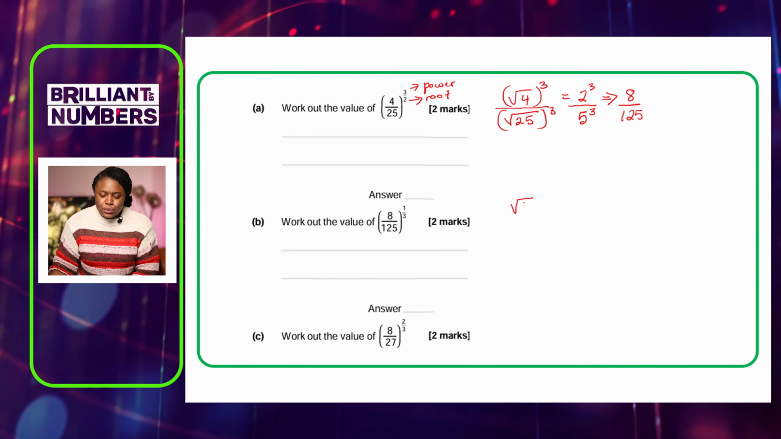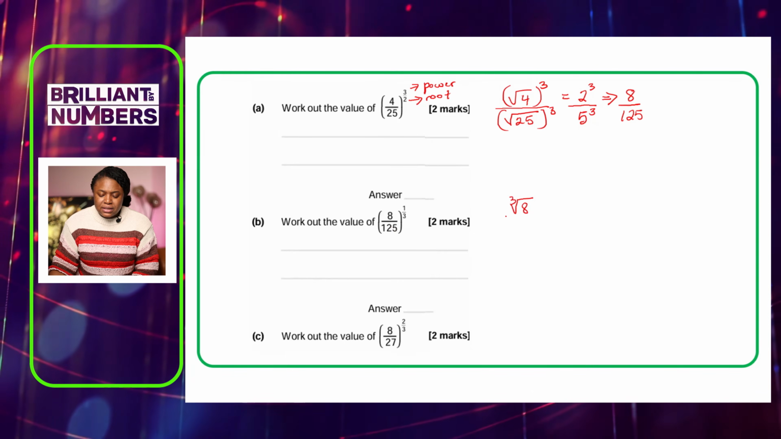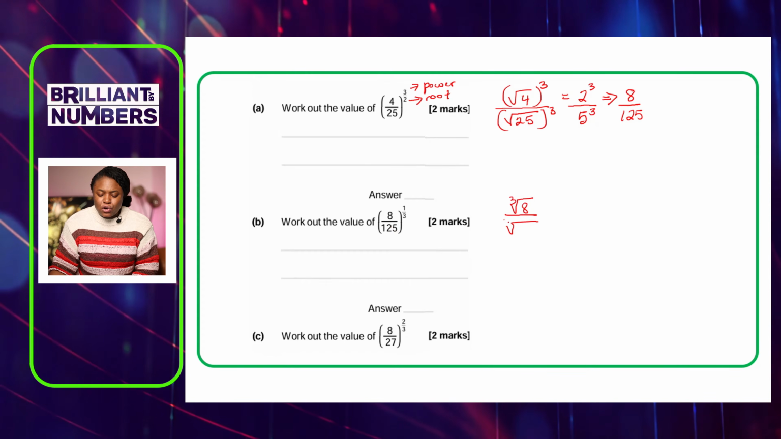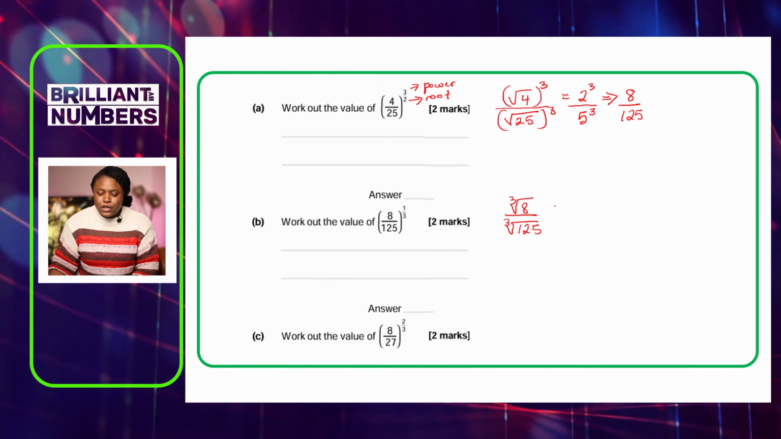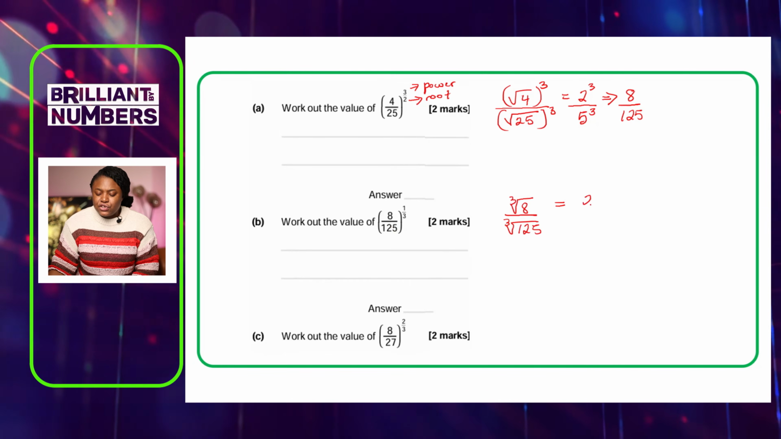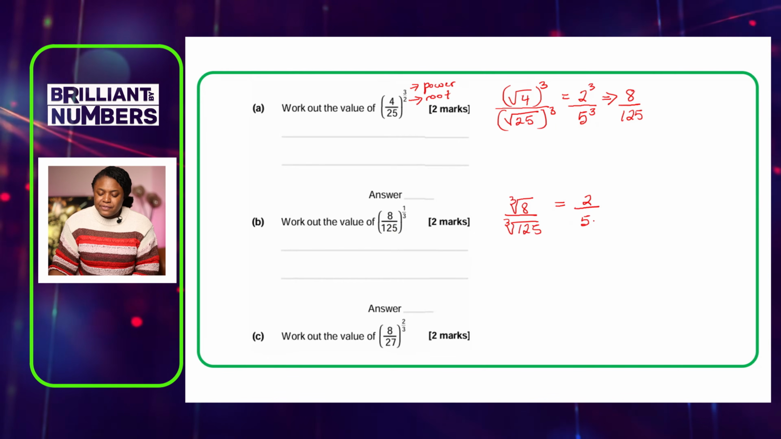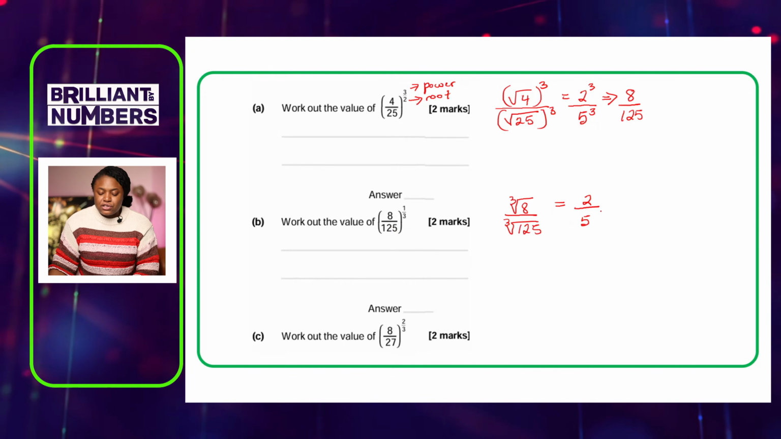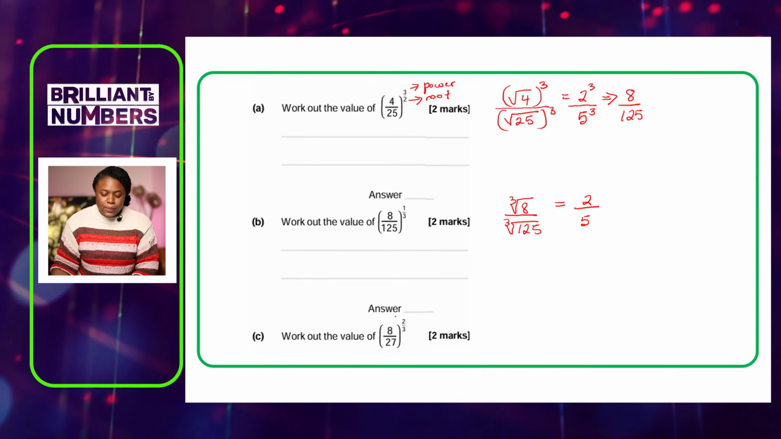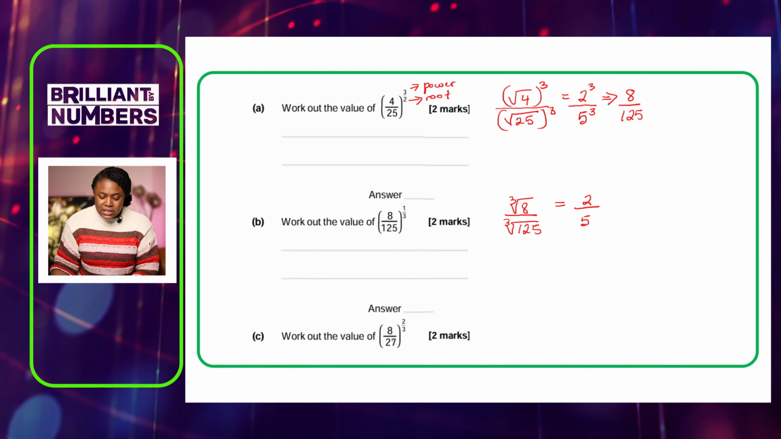So the cube root of 8 divided by the cube root of 125. Cube root of 8 is 2, and the cube root of 125 is 5. So the answer then is 2/5. We go ahead, we apply the same principle to part C.